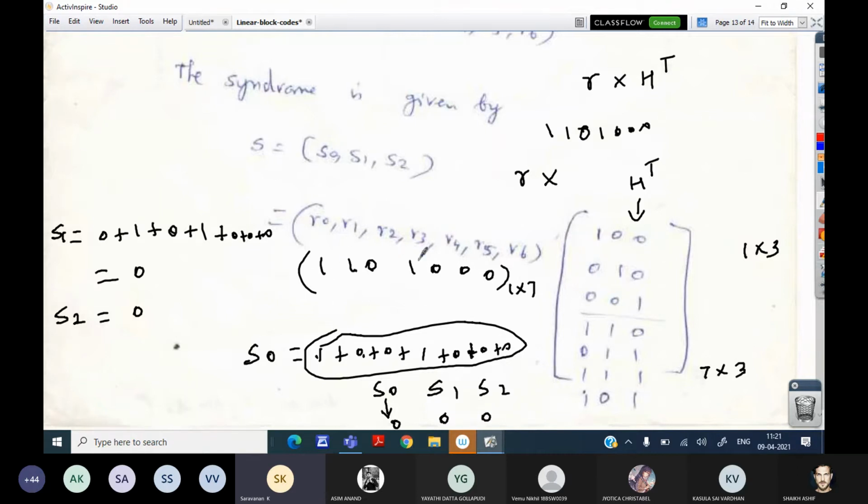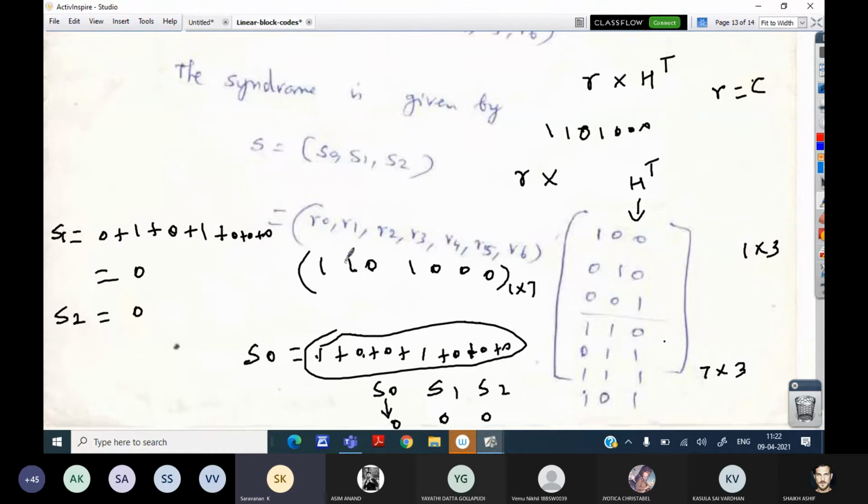So when I give a specific value and multiply this by H transpose, I am getting 000. So when my residue vector R is equal to C, what is the residue vector? When no error occurs in the code vector sent over the channel, I am going to get the same bits as the residue vector. In such a case, my syndrome value will be 0, 0, 0.